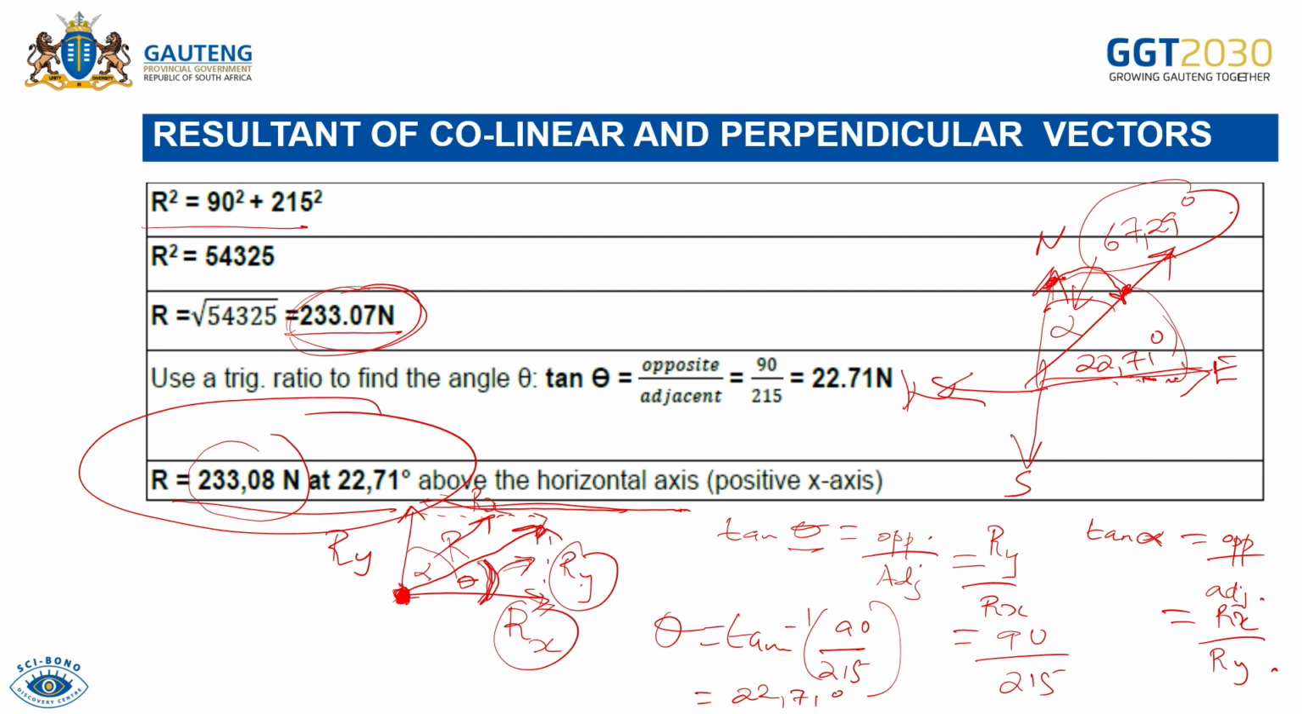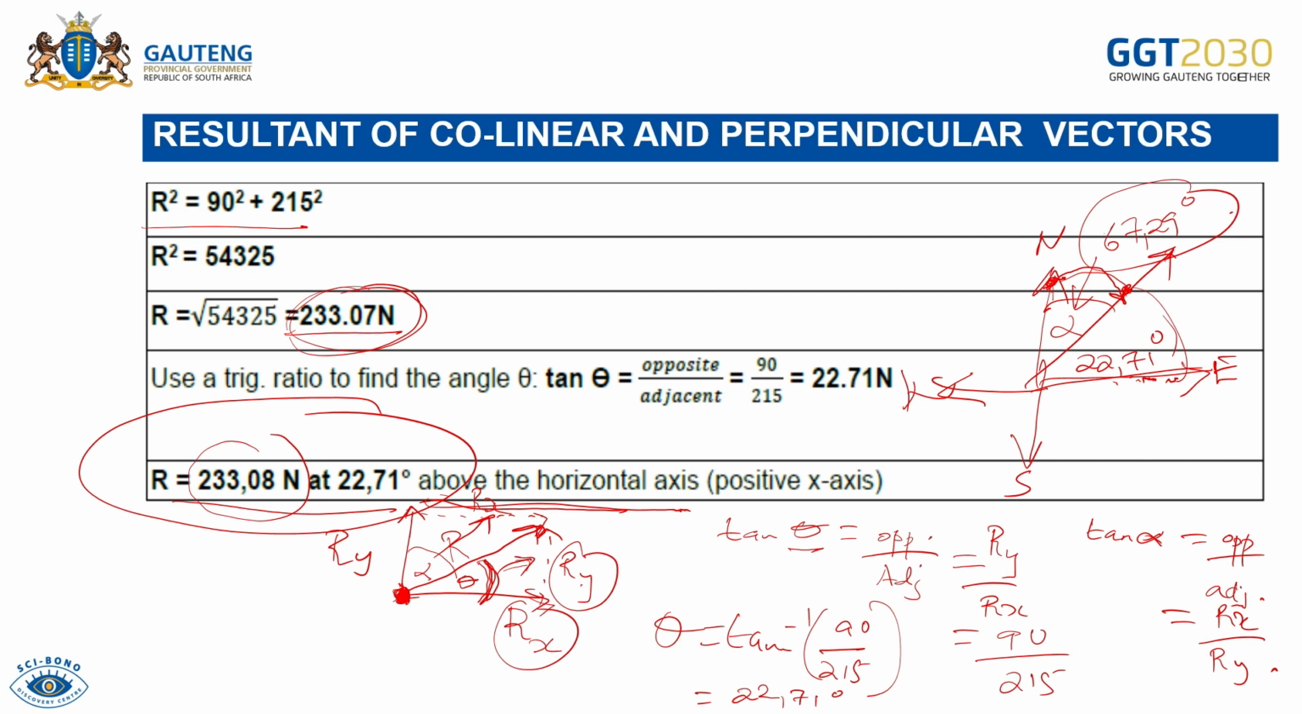Then from there, after finding their resultant, you'll be able to find the resultant of the perpendicular vectors. And for the resultant of the perpendicular vectors, you need to use the theorem of Pythagoras. So learners, please, you don't just use the theorem of Pythagoras wherever you like, right? It's the theorem of Pythagoras for perpendicular vectors.